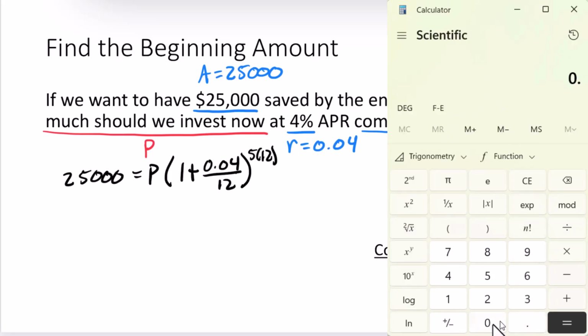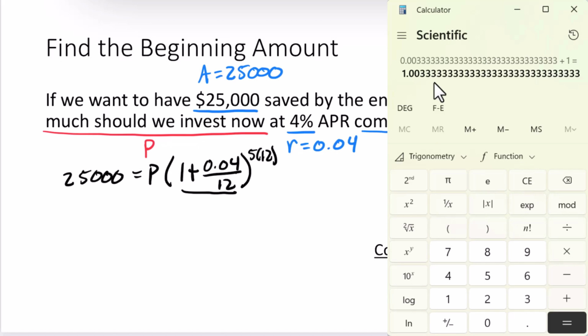So I'm going to do 0.04 divided by 12, and that gives me this decimal 0.0033333333. And I want to make sure I keep at least 6 decimal places, but if you keep more, then your answer will be even more accurate because you'll have less rounding errors. So I'm just going to keep this number in my calculator, and I'm going to know that's what 0.04 divided by 12 equals. And then I'm going to add 1 to it. So I'll add 1 in my calculator, and this number is the number that's inside of the parentheses.